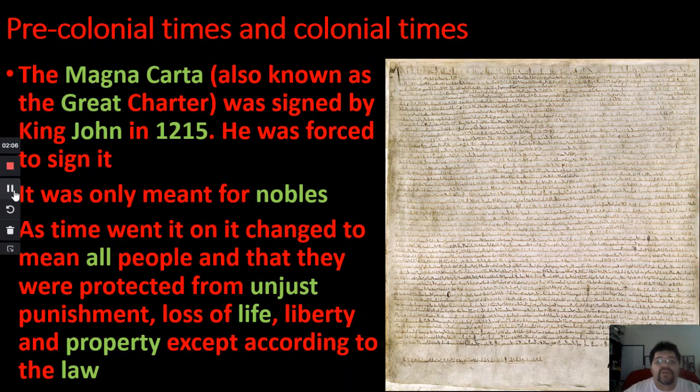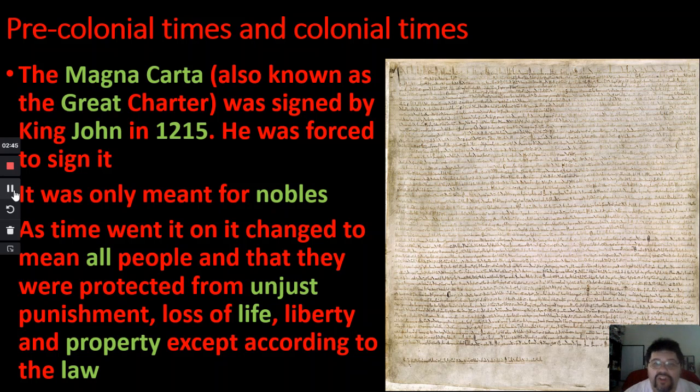All right, so the Magna Carta, this is a picture of it. It means the Great Charter. It was signed by King John in 1215. Basically, his nobles were upset with him. They're telling him, you think you're way above us, but without us, you wouldn't have much. So they basically made him realize that, yeah, you're the king.